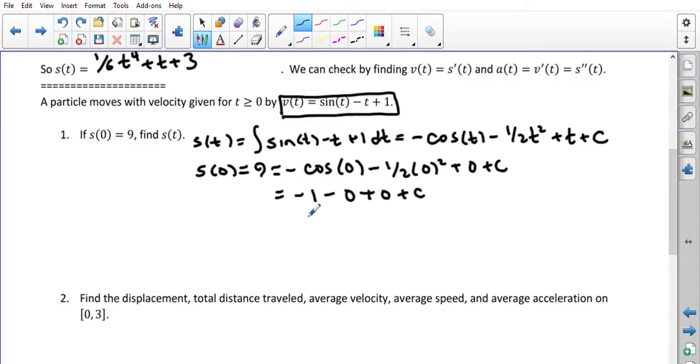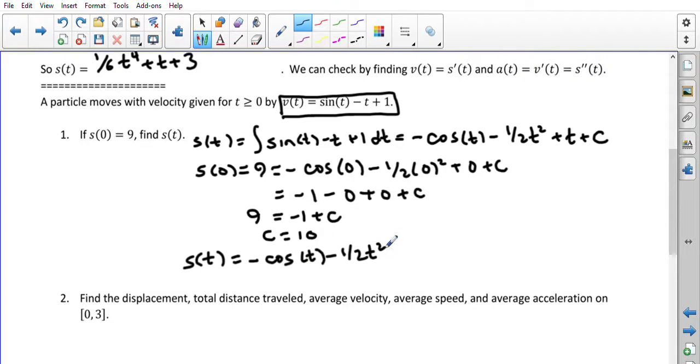And so 9 is equal to negative 1 plus c. And that means that c is equal to 10. And so s of t, our actual function, will be negative cosine of t minus 1/2 t squared plus t, and then we know that c is equal to 10, so plus 10.